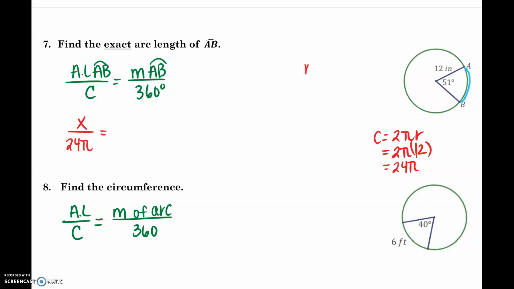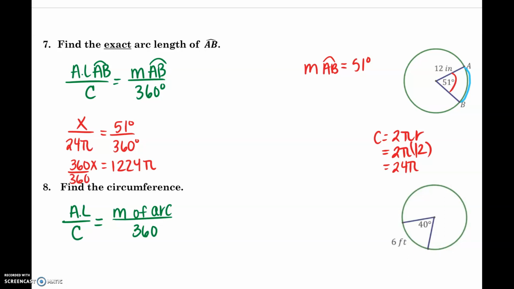Next, we have to find the arc length. So the measure of arc AB is going to be equal to its central angle, which is 51. So then we have 51 degrees over 360 degrees. Now we can cross multiply and solve. So 360x equals 1,224 pi. Remember, we always want to leave everything in terms of pi when we are finding the exact arc length. We do not want decimals.